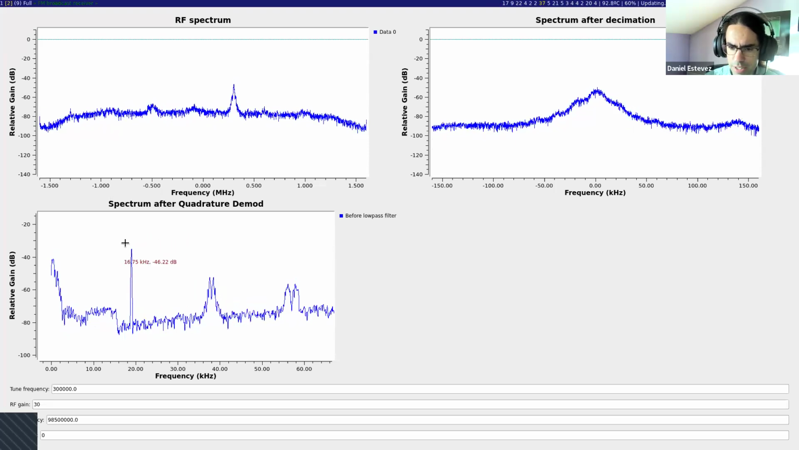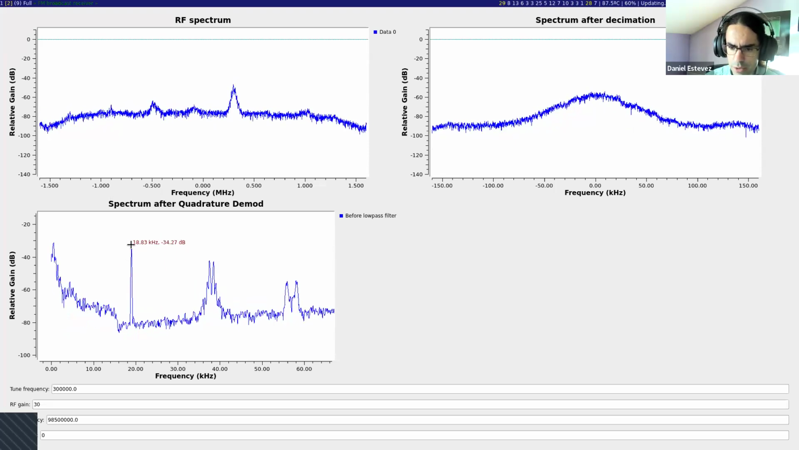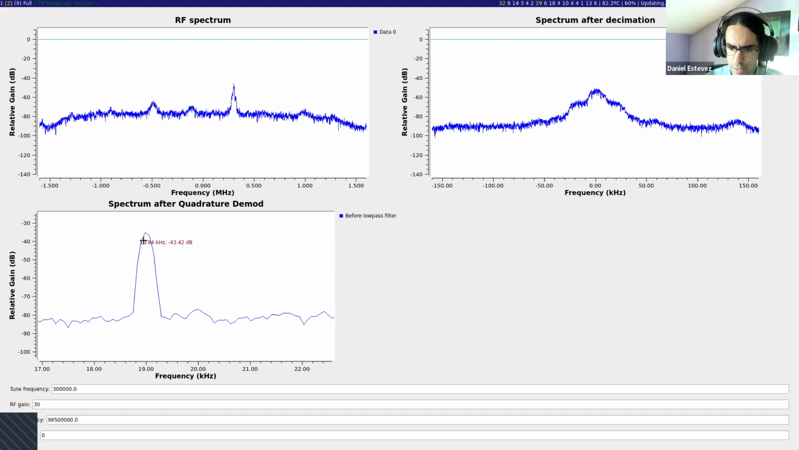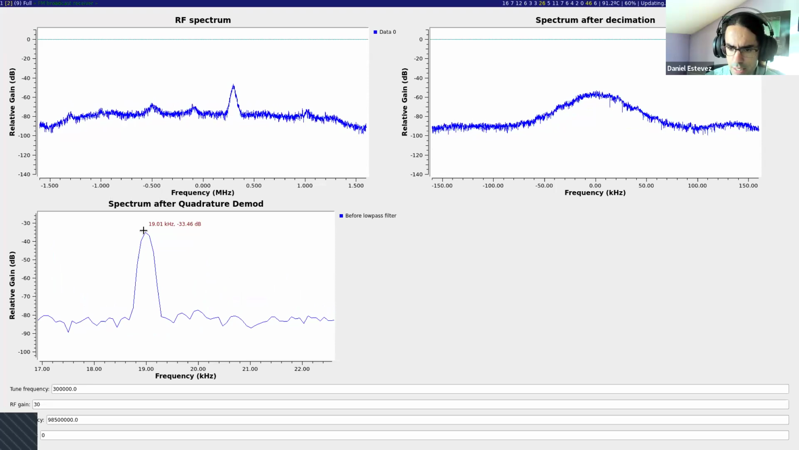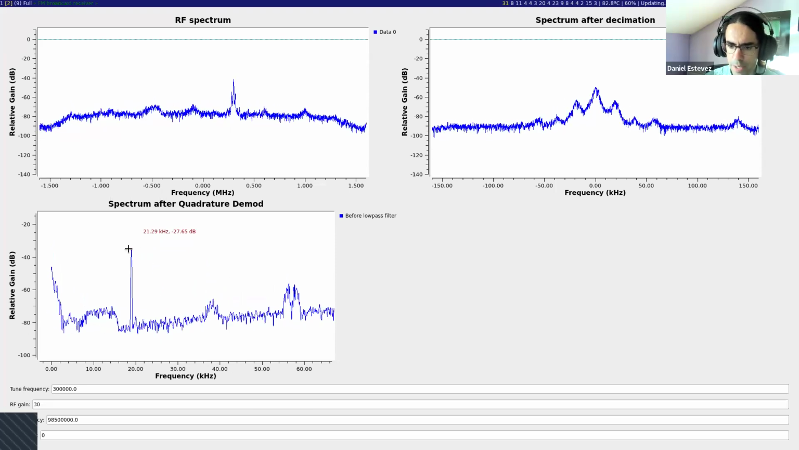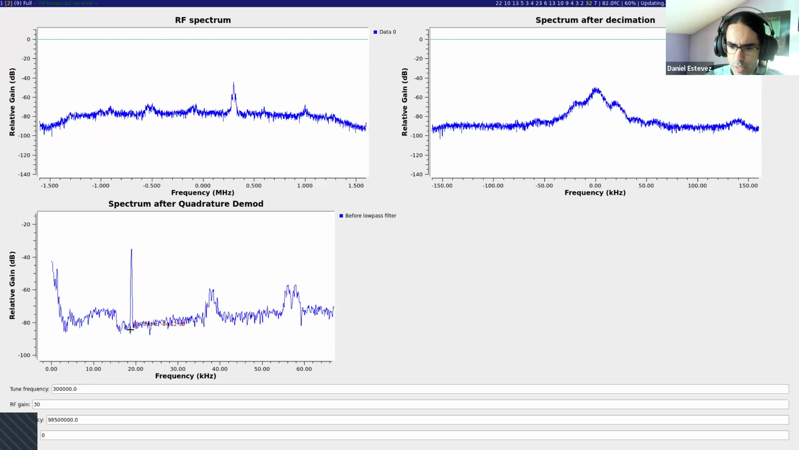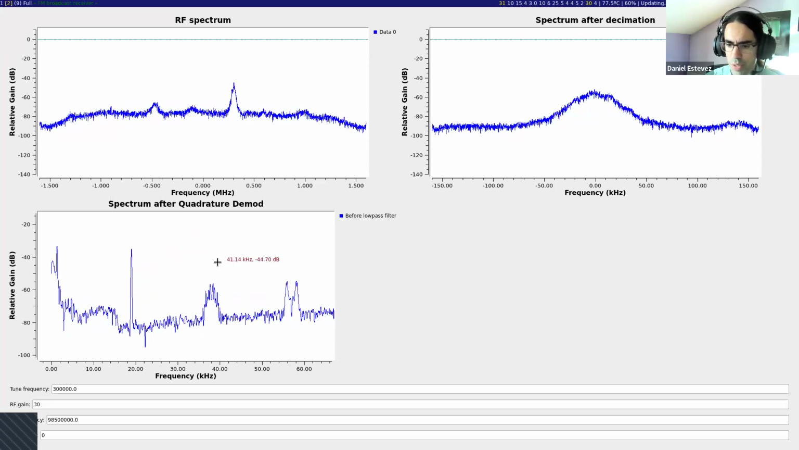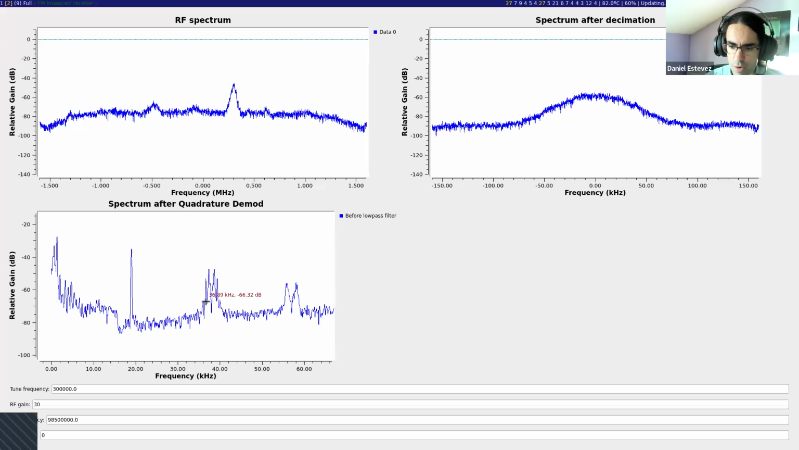This one, you can see it's never changing. It's a tone at exactly 19 kilohertz. It's just a signal of constant frequency. It's known as a pilot tone. It is used to generate a frequency reference that we will need to make use of this stereo signal.